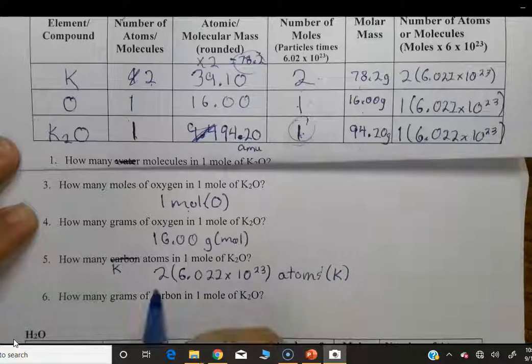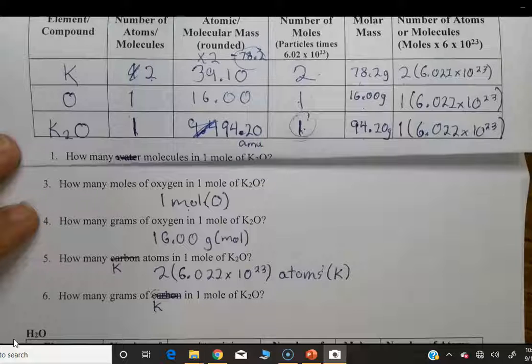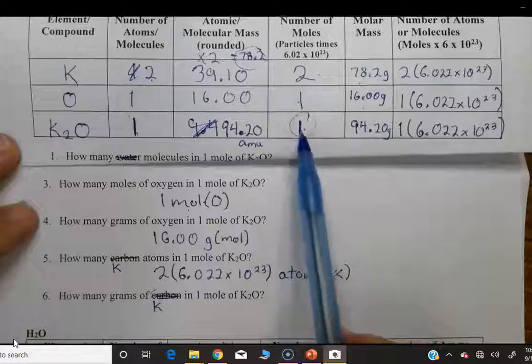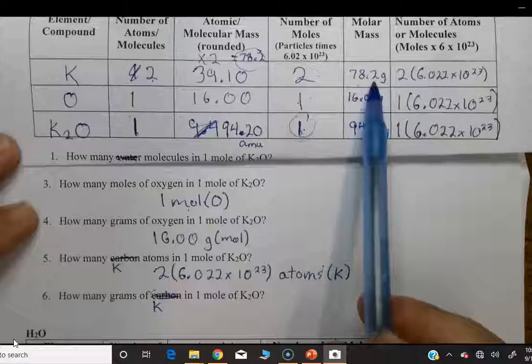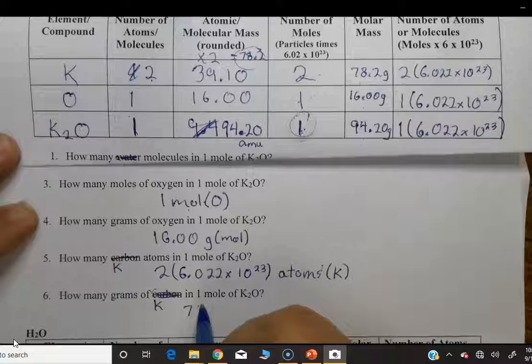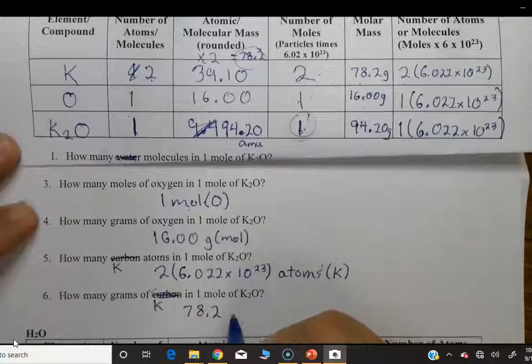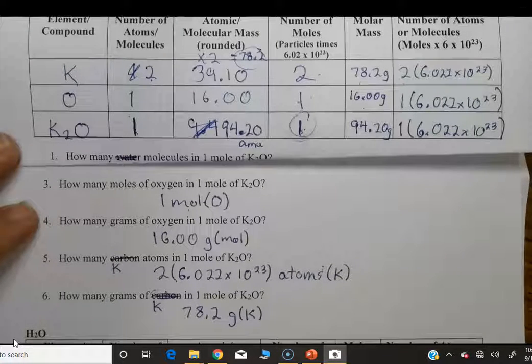Okay, and one more small correction. Change carbon there again to potassium, K. So how many grams of potassium in 1 mole of K2O? So here's 1 mole, and here's potassium. It takes 78.2 grams of potassium to make 1 mole of K2O. So 78.2 grams, unit of measure, and element potassium, grams of K. All right, and that takes care of that particular compound.